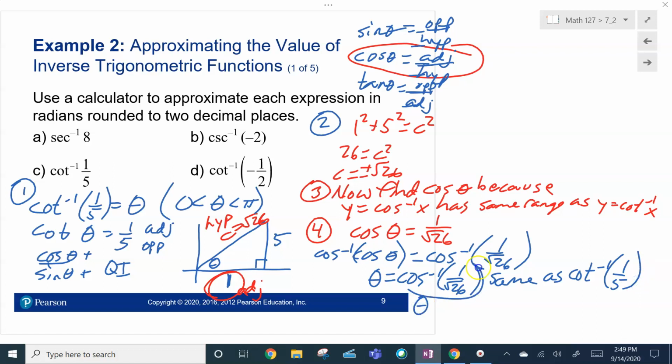But this I can punch into my calculator. So I punch in the arc cosine of 1 over root 26. Let me punch that in. 1.373400767. Okay, so 1.37. Okay, and that's the arc cotangent 1/5. That's your theta, 1.37. Let's do one more like that.